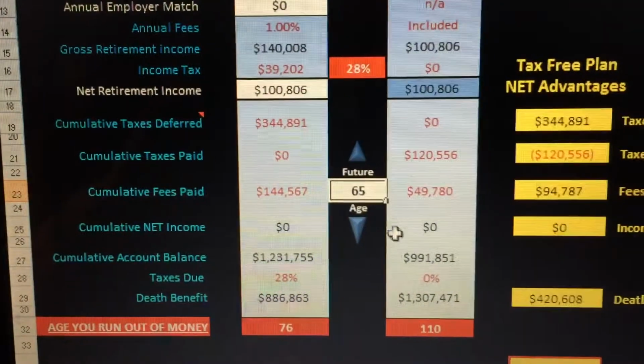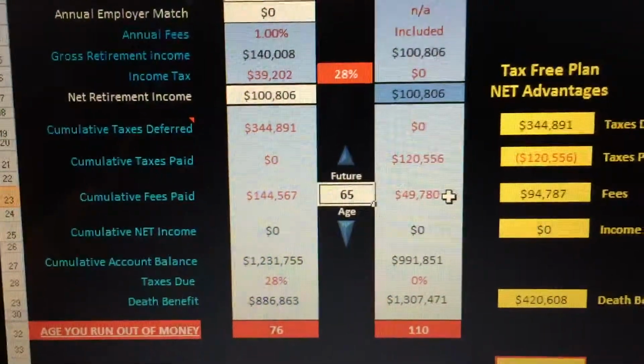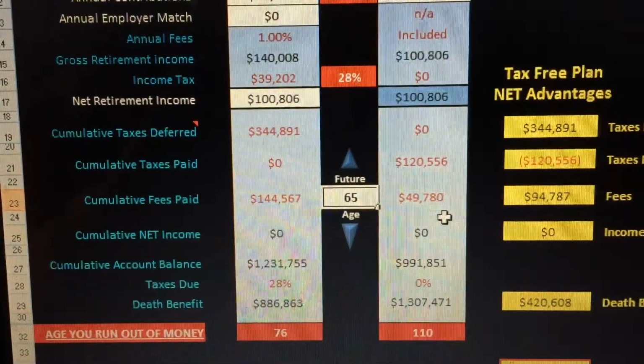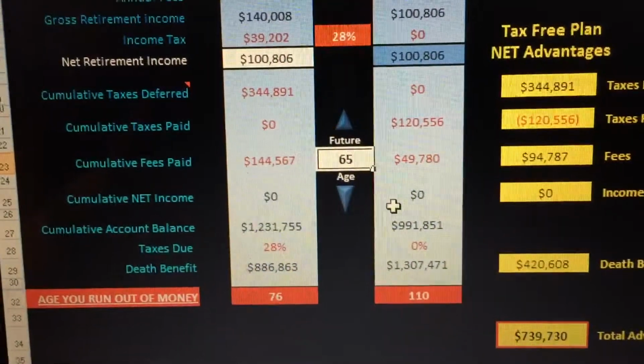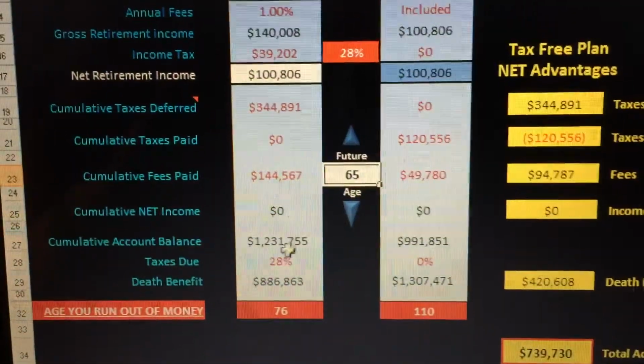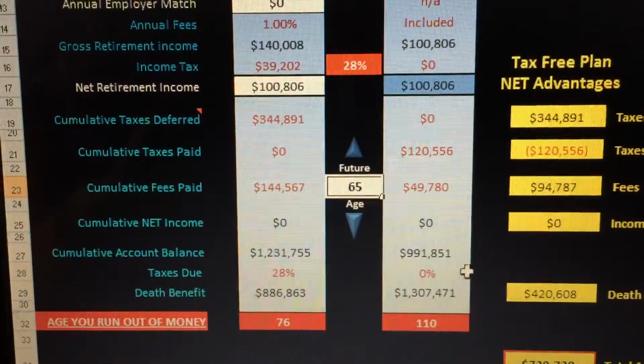With the IUL, it's not based on a cumulative rolling balance. It just is what it is. And so it's more of a set fee. And as you can see, the fees are way lower, okay? So at age 65, this person has a cumulative balance of $1.2 million. Sounds pretty good, right? But just wait and see.